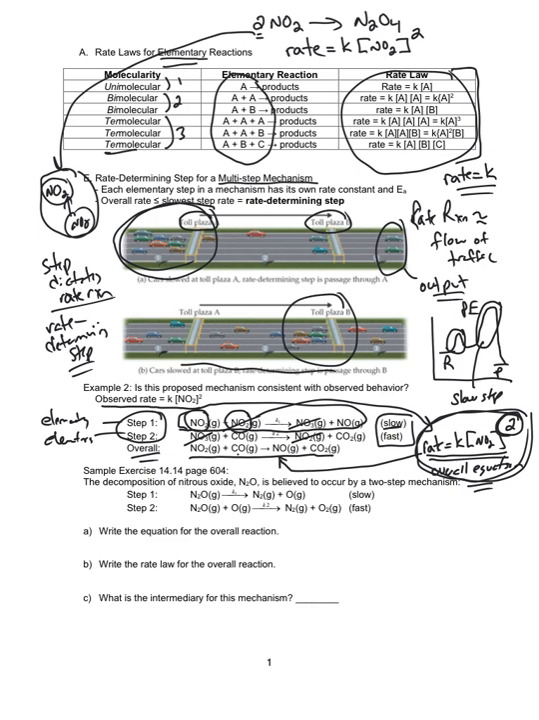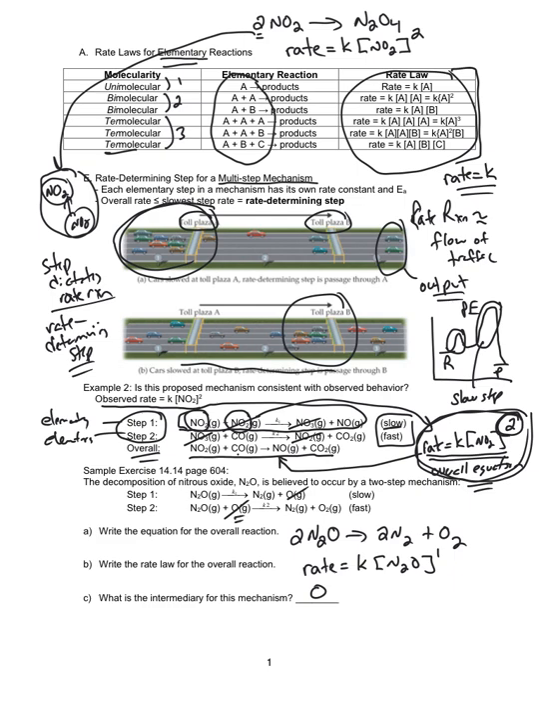It does not occur in a single event. It occurs in multiple step collisions. All right, so go ahead, pause the lecture now, and let's do the problem at the bottom of page 1, please. All right, so the overall equation, I would just simply add up the 2 steps together.